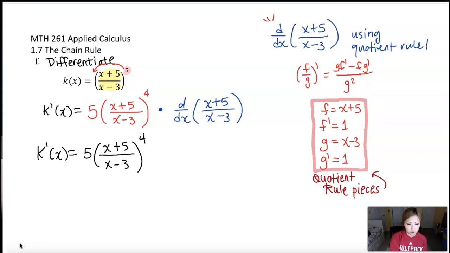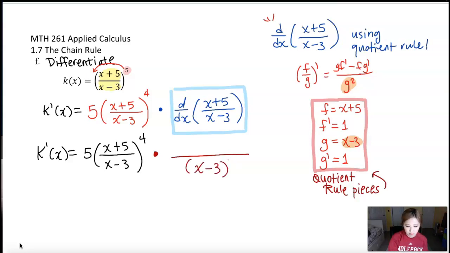Now you're ready to do the quotient rule. Let's do the quotient rule. This is going to get multiplied by the derivative of this. Okay. We're going to have to draw a fraction. So the denominator is going to be g squared. Remember, we have to do g squared. And when g is x minus 3, the denominator is just x minus 3 squared.